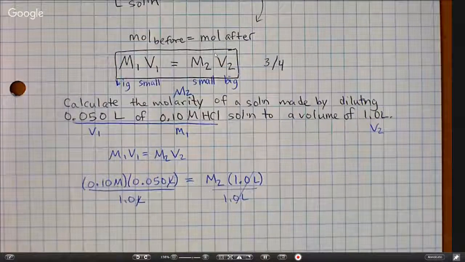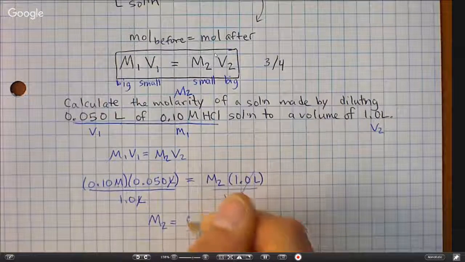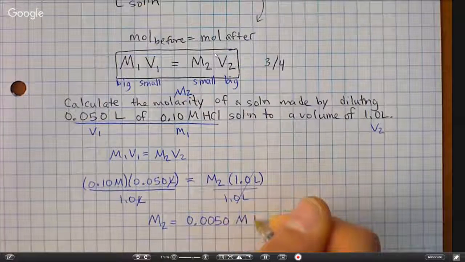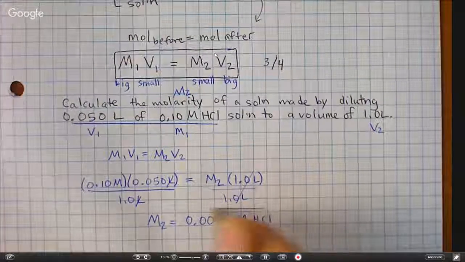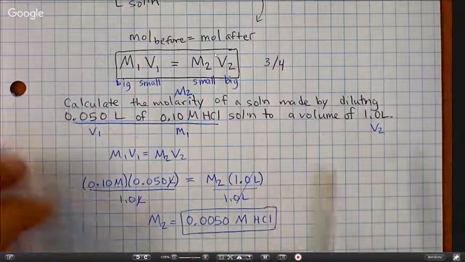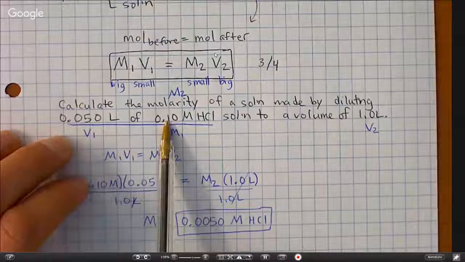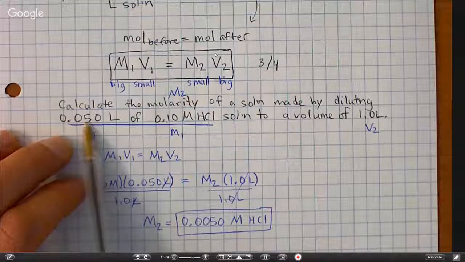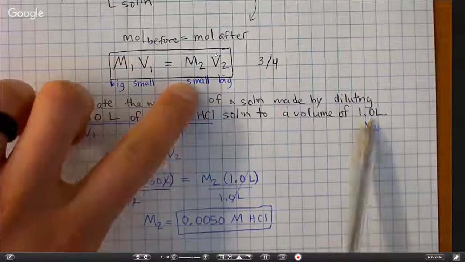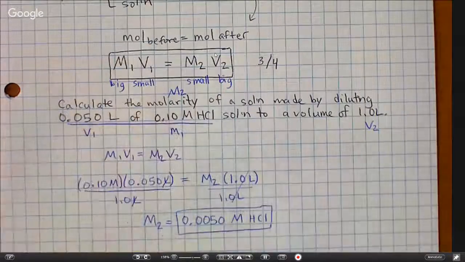And when we do the math and calculate, M2 comes out to 0.005 molar, and that's of that HCl solution. Okay, so that is the result that we get, and it should make sense. We are taking this volume of a 0.1 molar solution, we're adding water significantly, up to 1 liter, which means we should have a smaller concentration, and that concentration is indeed smaller than our M1, so that works for us.